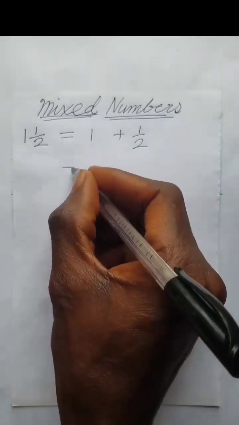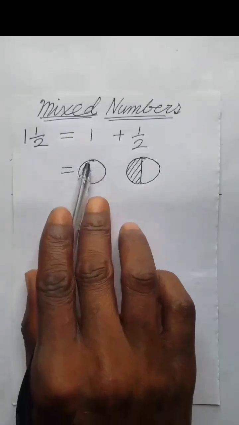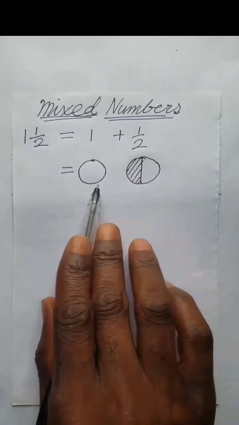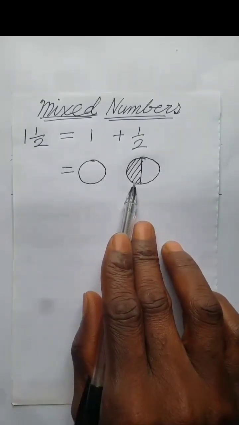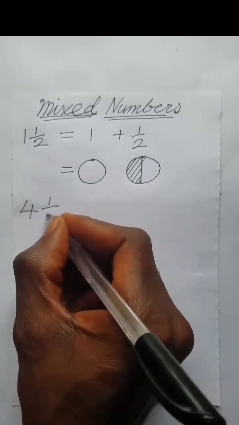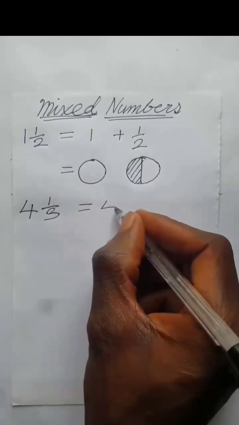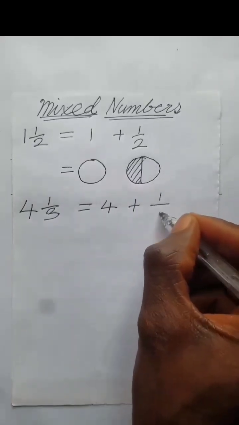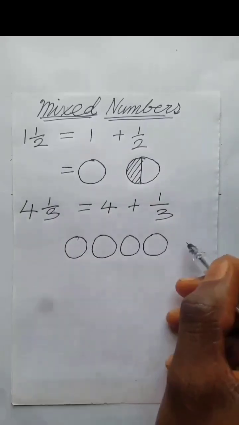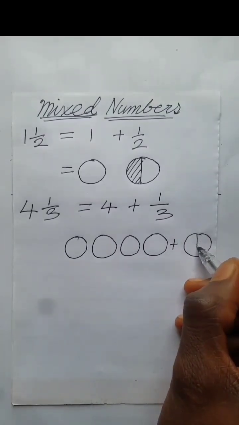Okay, pictorially, I can write this as 1 whole orange plus a half orange. So we call it 1.5. The same way, if I write 4 and 1/3, it means 4 added to 1/3, which means I have 4 oranges and I'm adding it to 1/3 of an orange.